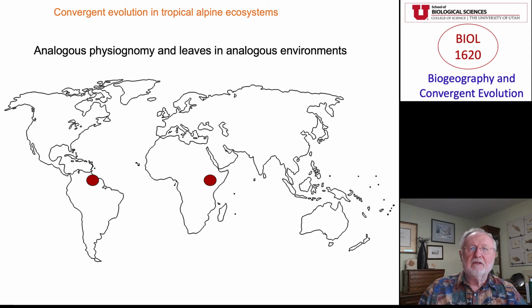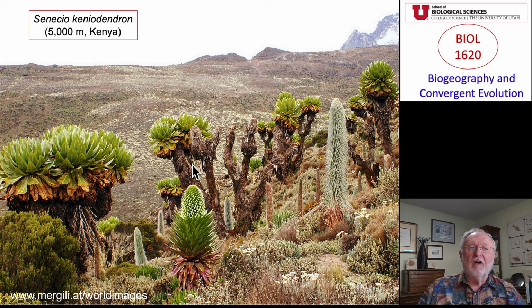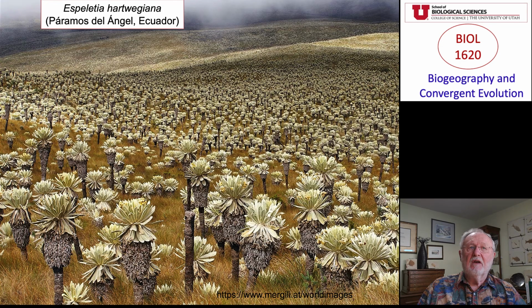In a third example, let's go to the high elevations in the equatorial regions, go to the high elevations of Venezuela, or the high elevations of Kenya, and what we'll find is an arborescent form, often 3 to 4 meters tall, of plants that have dead leaves on their side and thick rosette structures at about 3 to 4 meters height. This is Senecio, found at 5,000 meters in Kenya. This is Espeletia, found at the same elevation, only now in Ecuador.